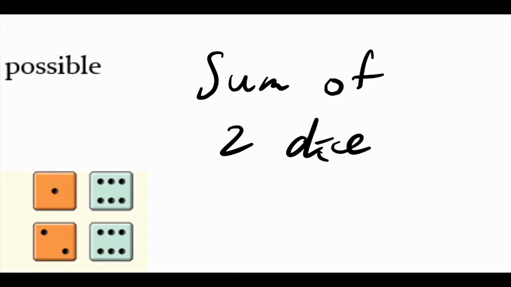What is the sample space for the sum of two dice? Well, what are the things that could happen if I add the two die? If I roll two die and I add all the dots, what is the list of things that could happen? You'll get a number.